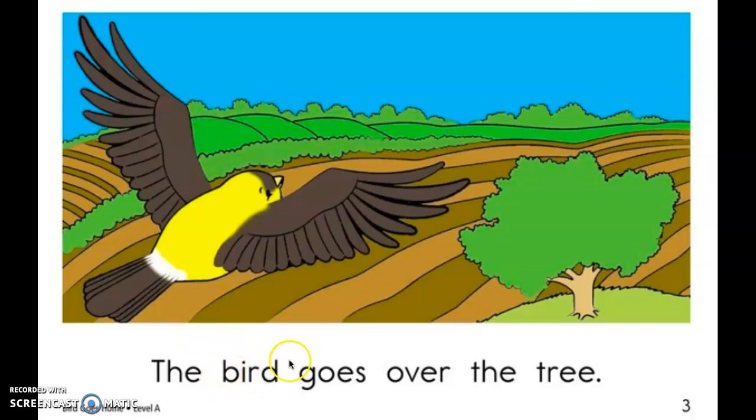Bird is a new word for us, but that's the main character. And then over is a new word, but the rest, the, goes, and the, again, are sight words that we've already seen.